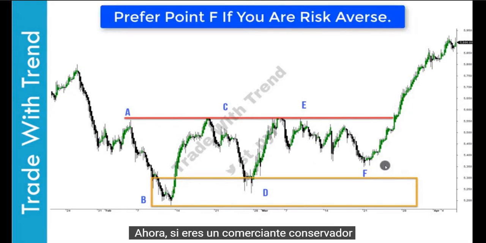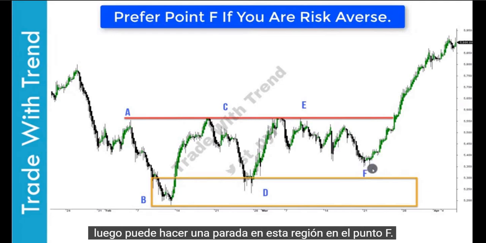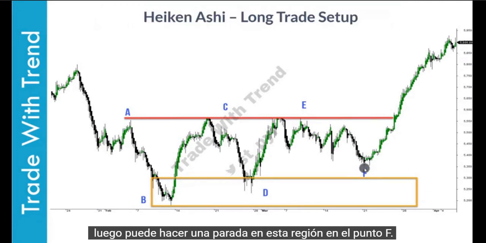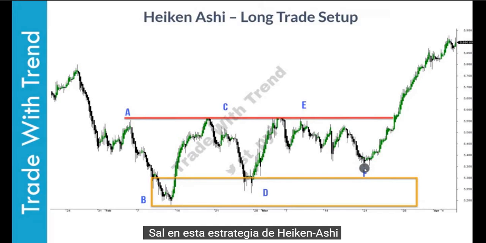Now if you're a conservative trader, then you can also place a stop in this region at point F. Exit in this Heiken Ashi strategy depends on the underlying momentum in the market.